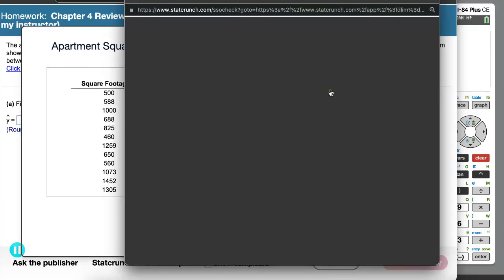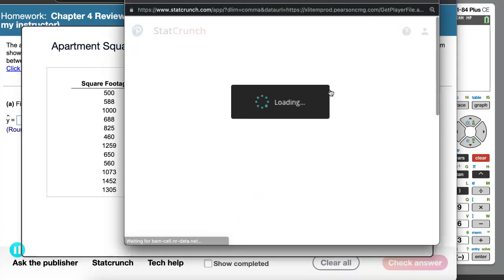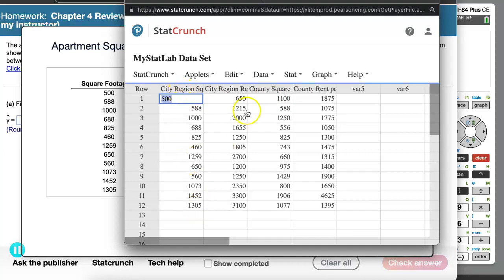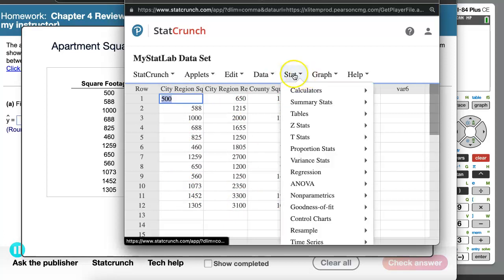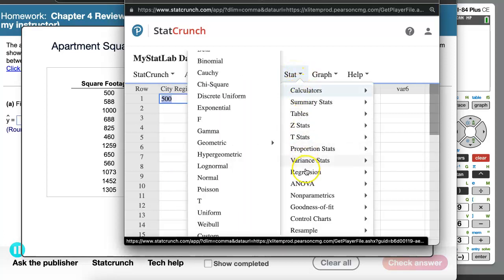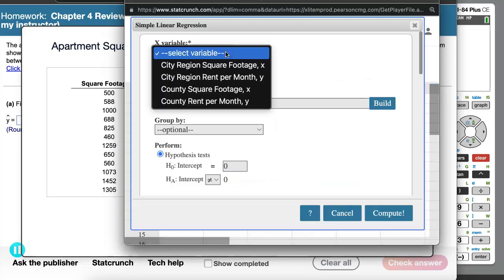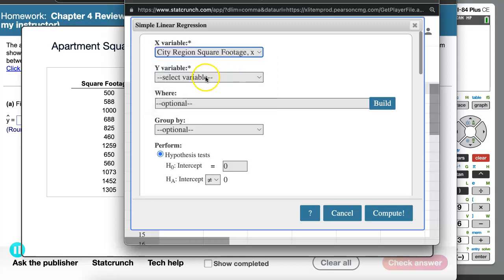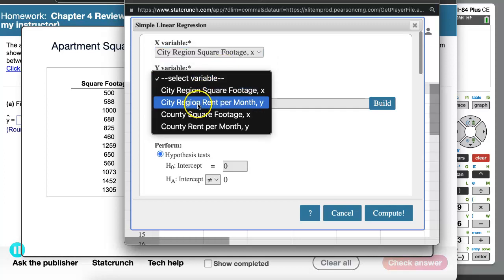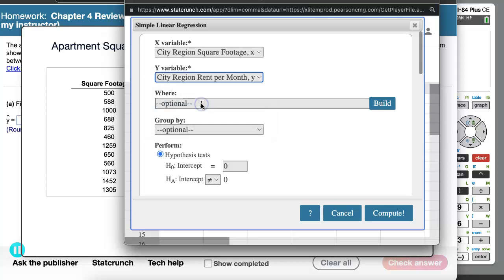I'm going to open my data here in StatCrunch. And again, notice I've got more data than what I need. I'm only going to be referring to these first 2 columns. So I'll go to Stat, Regression, and Simple Linear. Here I'm going to select my X variable to be the city region square footage. That's the size of those apartments in the city. And I want to select my Y variable to be the city region rent. So again, that's the rent of those apartments in the city. Notice, again, I'm not using the county data for any of this.